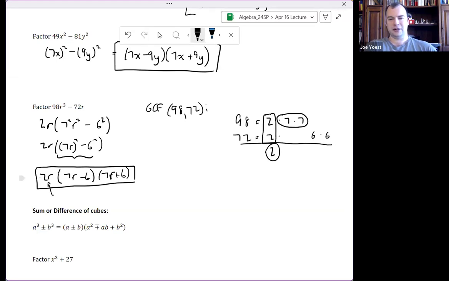Getting that greatest common factor out here was really crucial. It helped a lot in the previous example, but it was more a question of saving time and hassle. But here it was really crucial for me to be able to recognize the pattern.